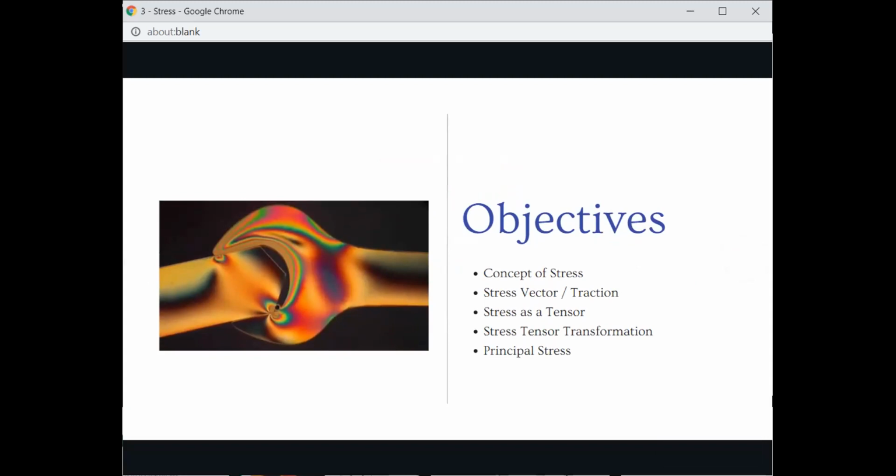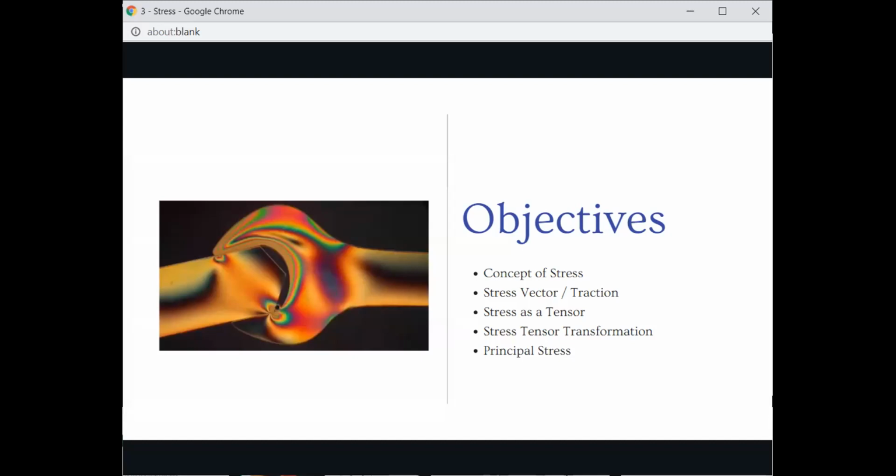The objectives of this lesson are, of course, to redefine the concept of stress. We will define the stress vector, and redefine the stress, or the state of stress of a point in an object, as a tensor. And of course, manipulate it. Since we have tensor transformation laws, we can use the transformation laws we discussed last time to transform the stress. This is what you probably did in ES102 using the Mohr circle.